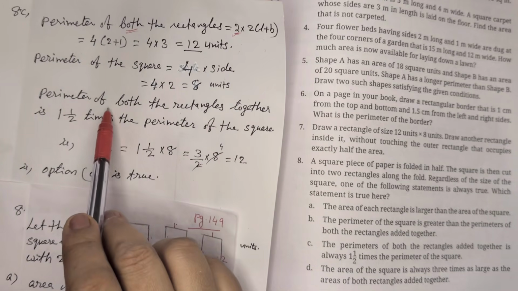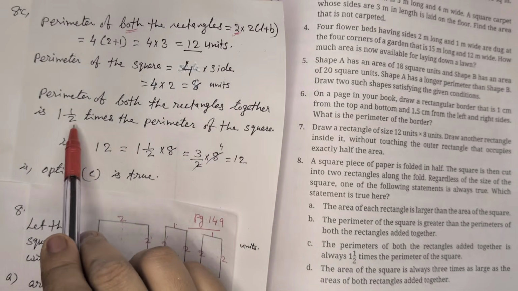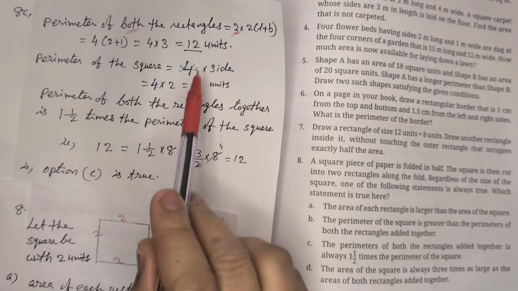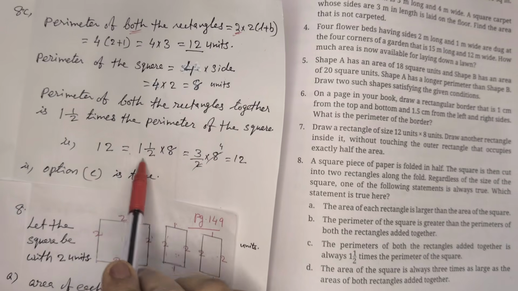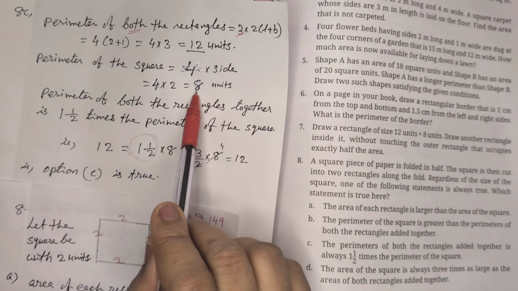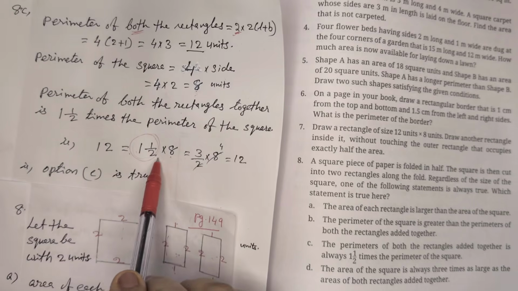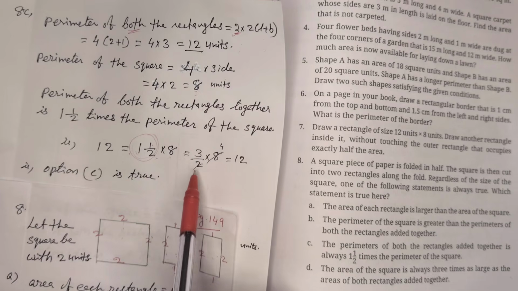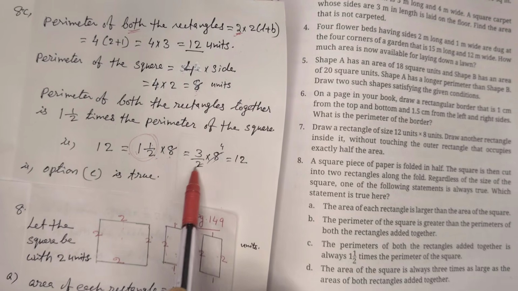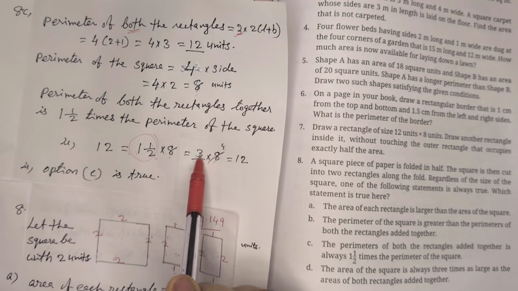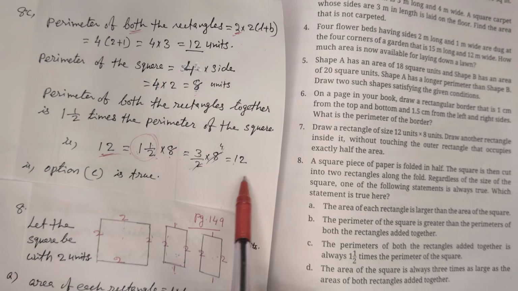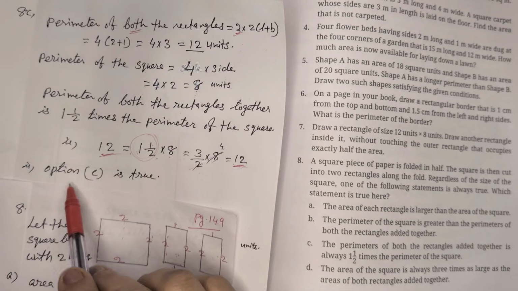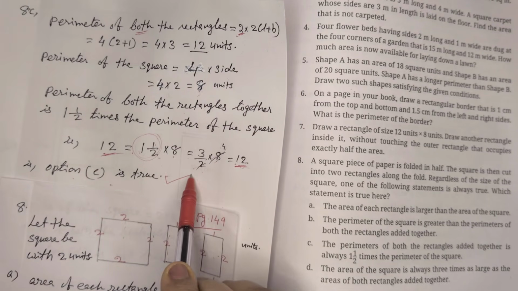Perimeter of the square is 4 into side, 4 into 2, it will come 8 units. Now here it's given that the perimeter of both the rectangles together is 1.5 times the perimeter of the square. We can check that. Perimeter of the rectangles, that means 12, is equal to 1.5 times the perimeter of the square, 8. 1.5 times means convert into an improper fraction, 2 into 1, 2 plus 1, 3, so 3 by 2 into 8. Simplify that, divide by 2, here 4, 4 into 3, 12. So here we are getting the left side and right side of the equal sign as the same number, which means option C is true.